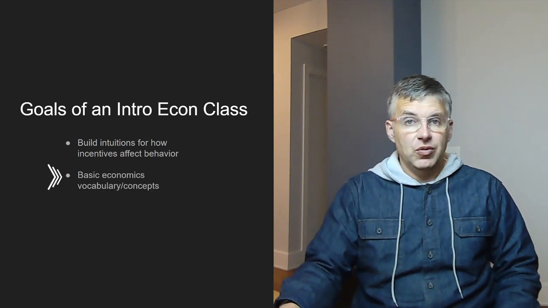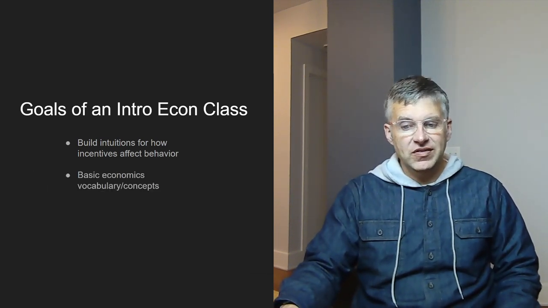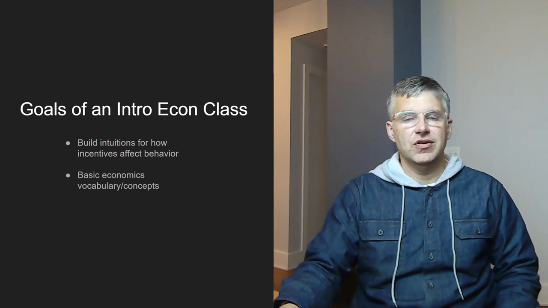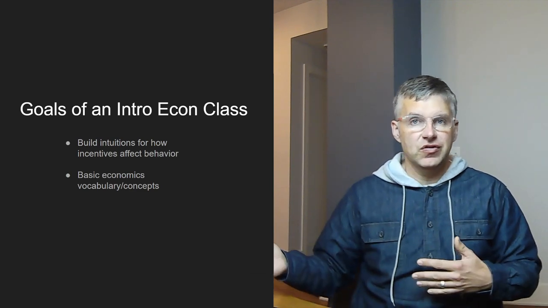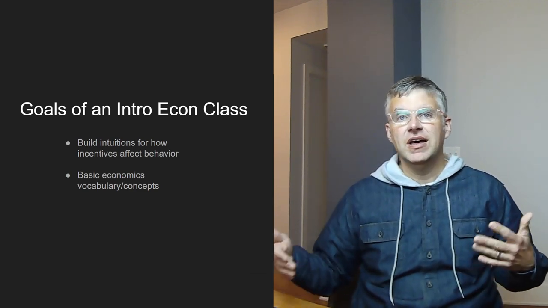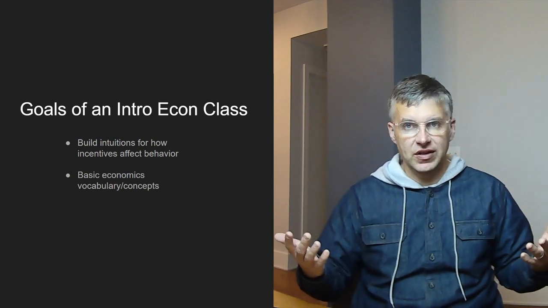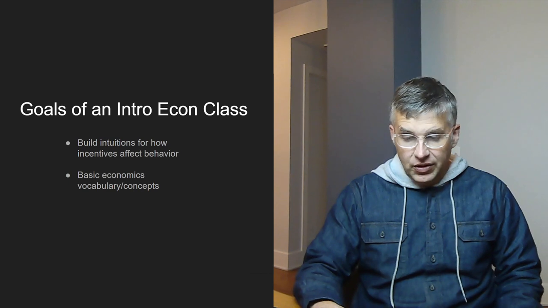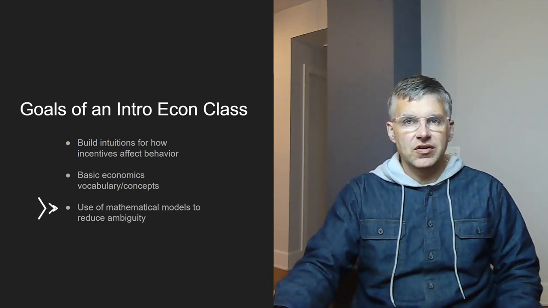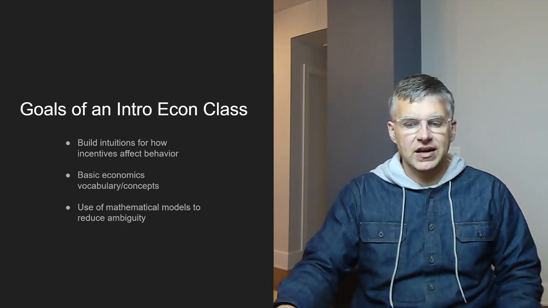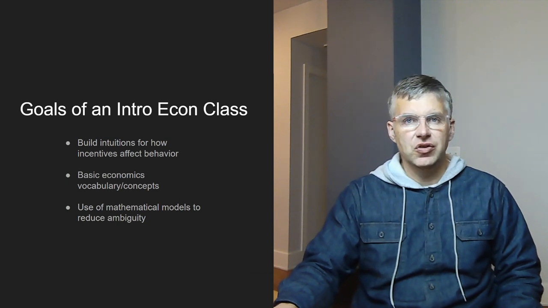The second thing we want to do is teach people basic economics vocabulary so that after the class, if they read a story with economics content, they understand terms like comparative advantage or money supply or any of these sorts of things. Now, the third thing we want to teach is that mathematical models in economics reduce ambiguity.